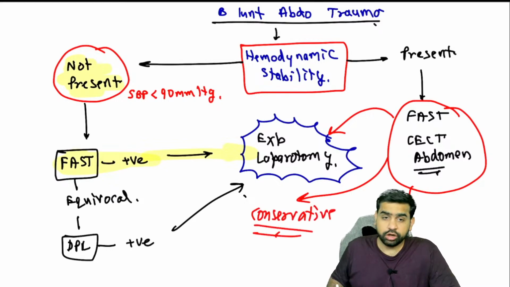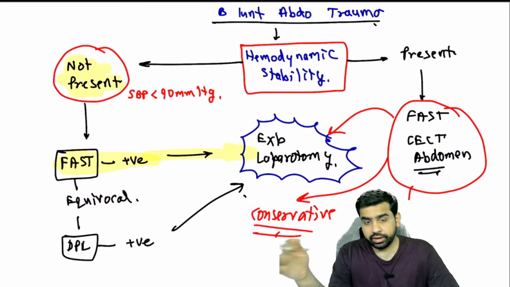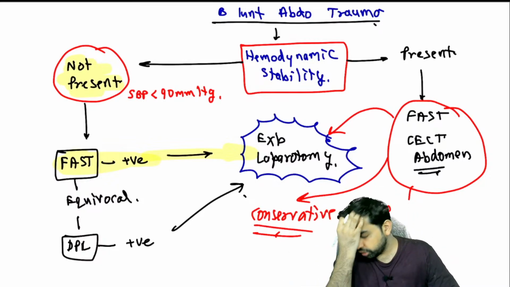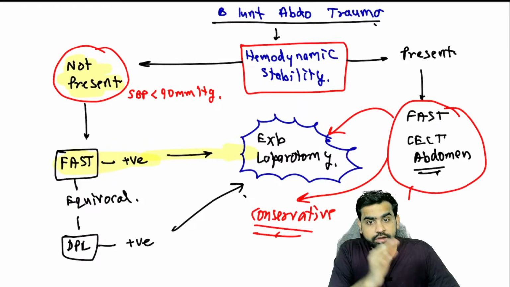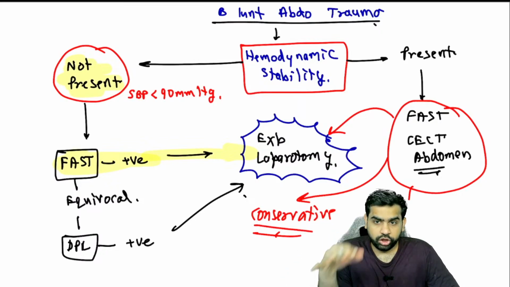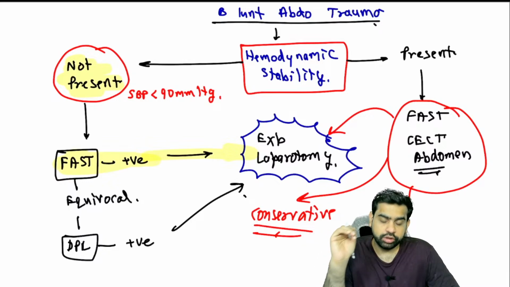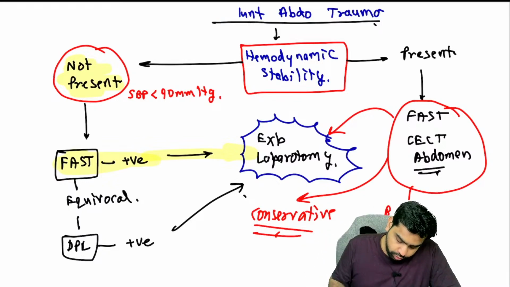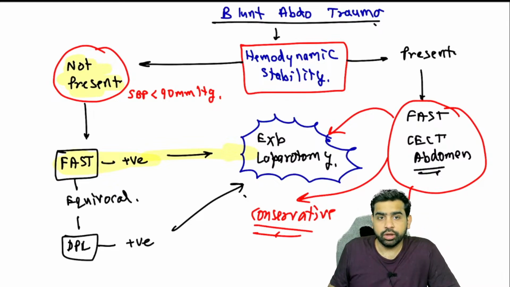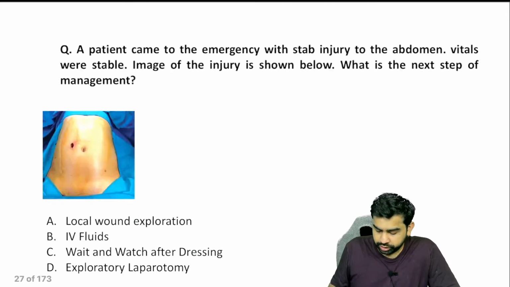So based on the results of the FAST and the CECT abdomen and the clinical judgment of the patient, based on all these things together, you decide whether the patient is a candidate for exploratory laparotomy or for conservative management. So this is the management protocol of blunt abdominal trauma. I hope you have understood, right? Got it? Now let's move on to this particular question.